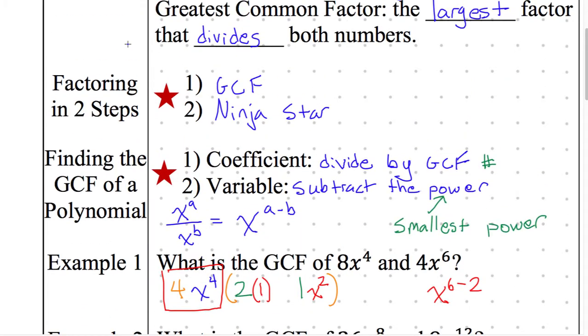If you want to also add the fact that there are 2 steps for every time you're factoring any quadratic, it's going to be GCF and Ninja Star. That would also be a nice thing to add to your summary.